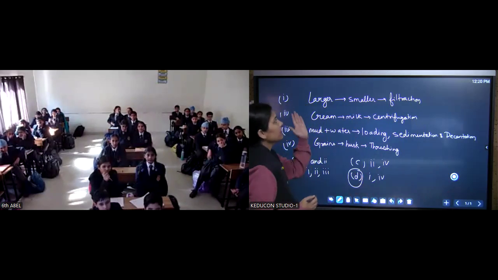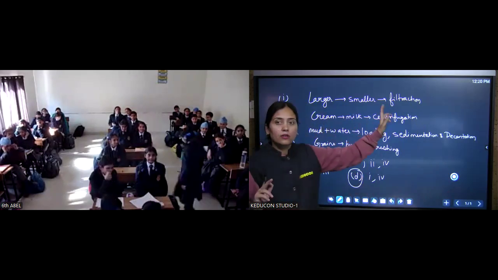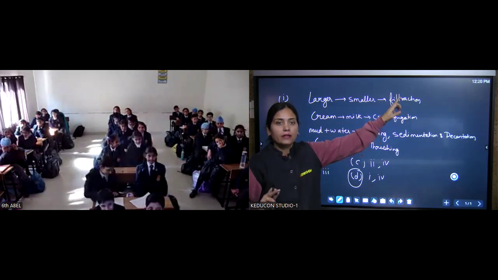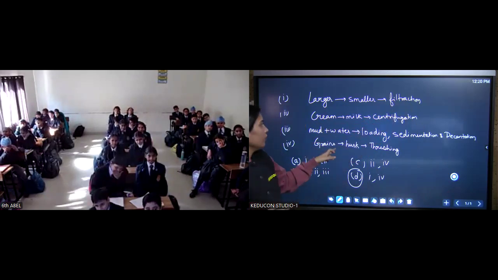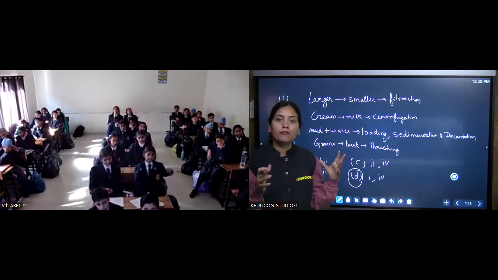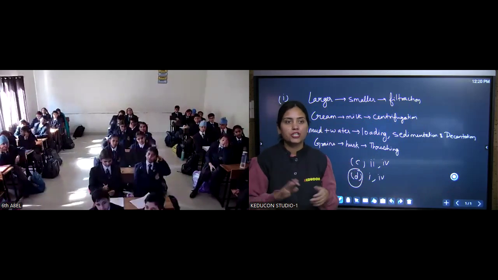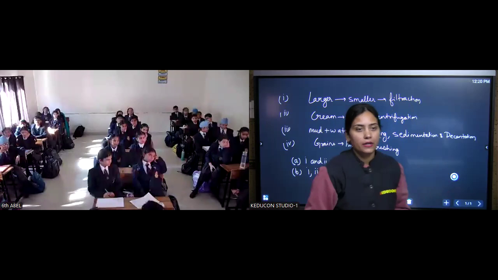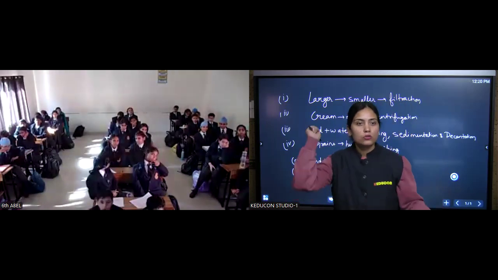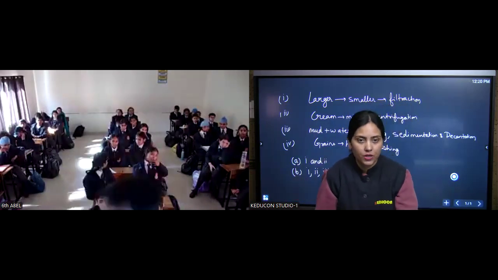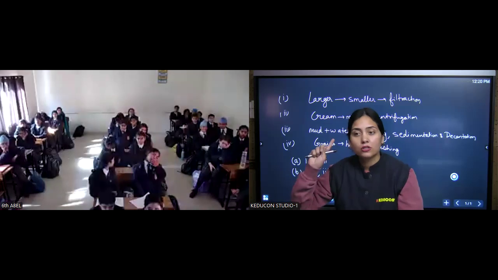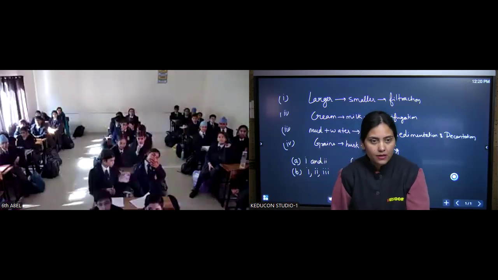Why is D correct? In the first statement, it's not filtration, it's sieving that is used here. Coming to the fourth, grain and husk are separated by winnowing, not by threshing. In threshing, the stalk is separated. जो उसका डंडा होता है सूखा हुआ उसको हम सेपरेट करते हैं ग्रेन से. Okay? So threshing is used for that purpose. Is it clear?